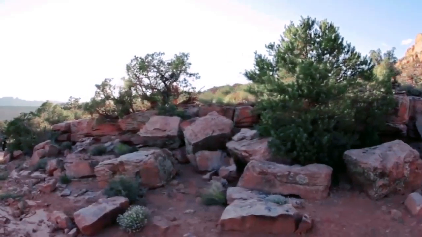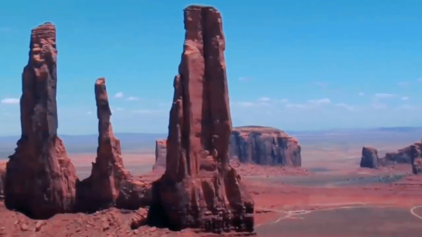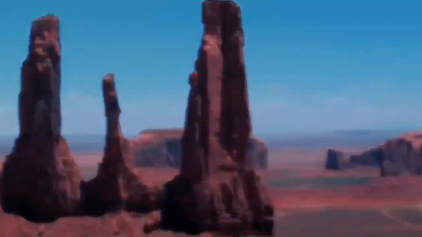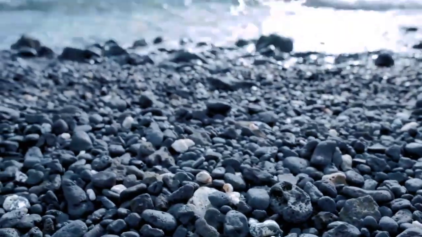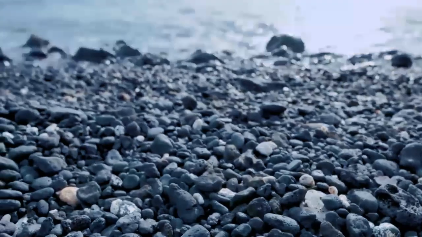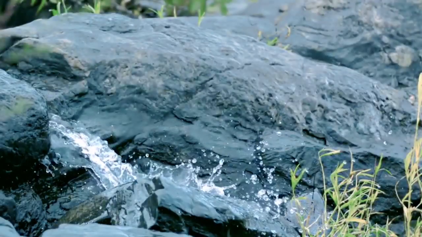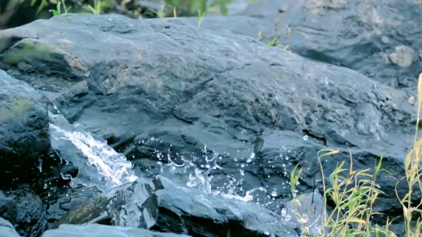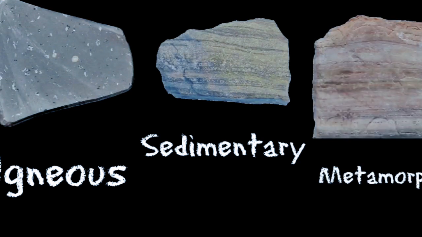Rocks are everywhere. They are large and small, heavy or light, porous or dense. But rocks in some shape or form can be found all over the planet. Different types of rocks are formed in different ways. There are 3 main types of rock: igneous, sedimentary, and metamorphic.